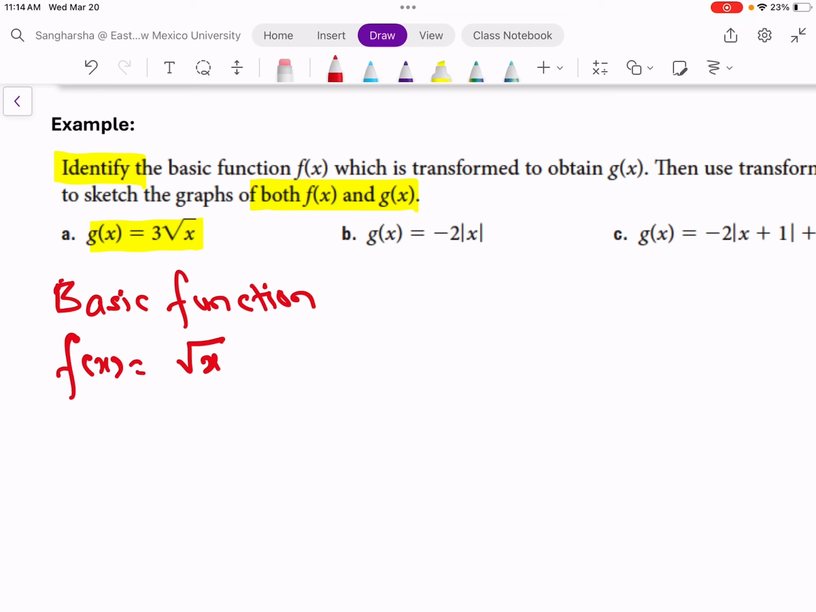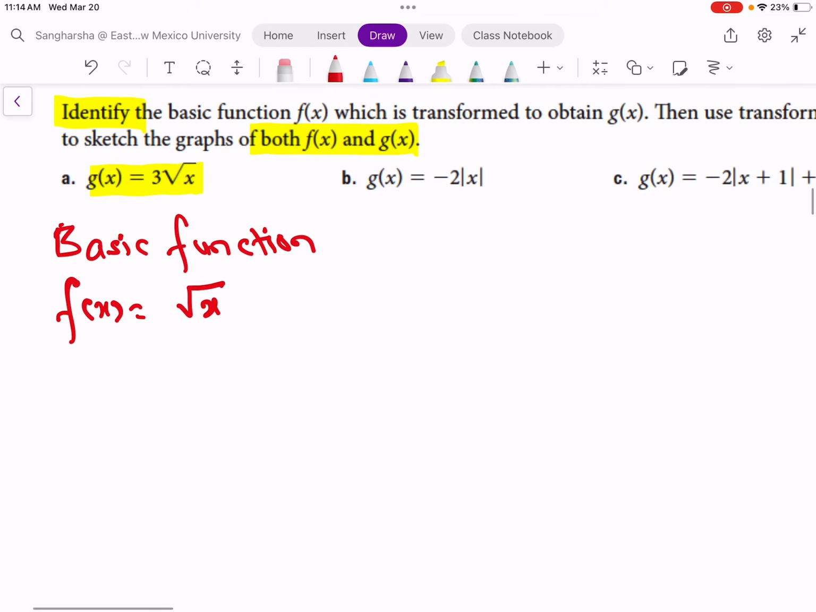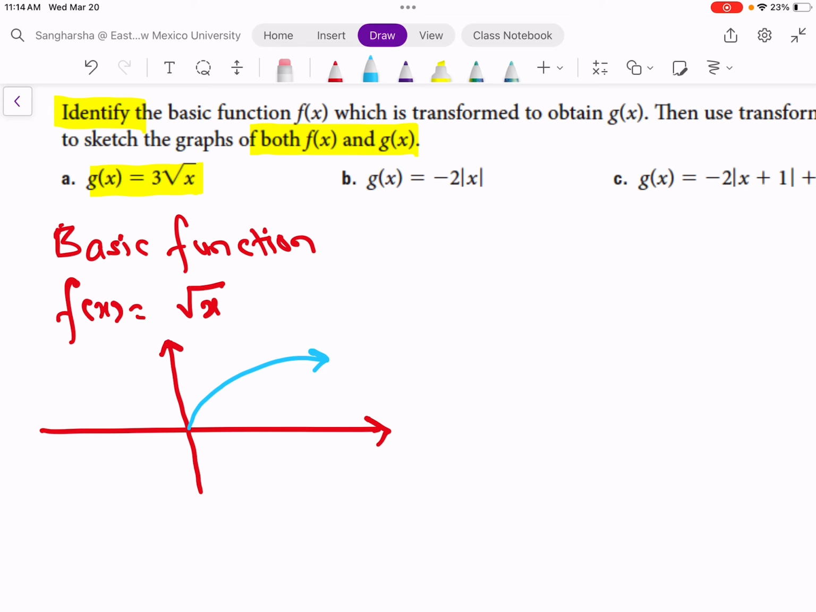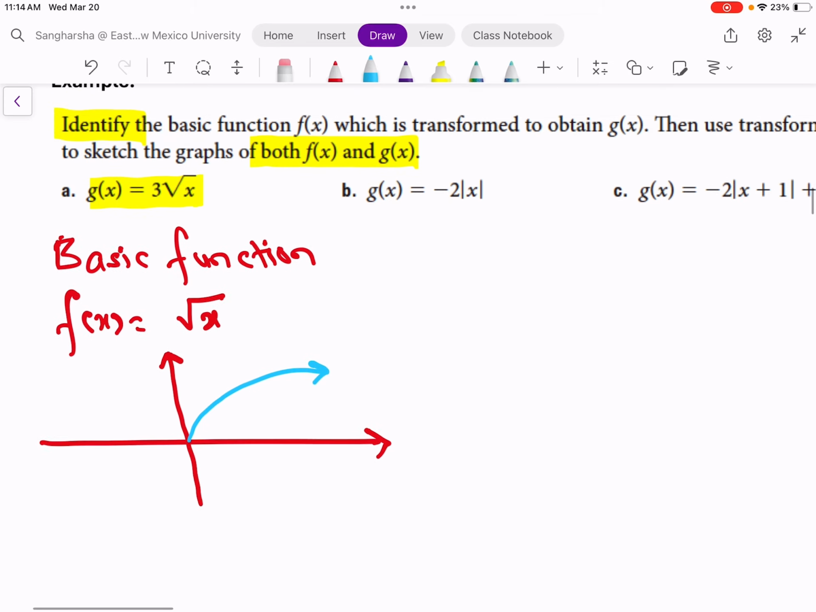If you know the type of a function, then you should be able to find the basic function. So this is the square root function, and this is our basic function. Now let's make a graph for this basic function. The graph of the basic function does not need to be exactly the same. If you have a close enough graph, then you should be good. This is the basic function for the square root function, and the graph is this one. Now our target is graphing this g of x.